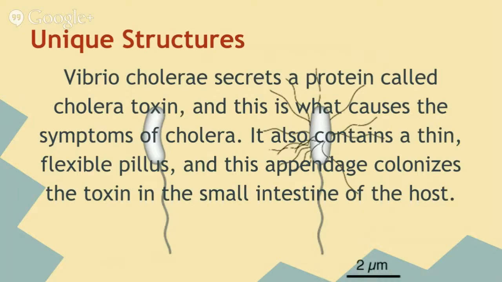Some unique structures of cholera include their pili. As you can see, the picture on the left is cholera, and on the right you can see the pili. The pili help to colonize the toxin that it produces. It produces a cholera toxin, which is a protein, and that is what causes the symptoms of cholera itself. That toxin will be colonized in the small intestine of the host, and that's what causes symptoms like diarrhea.